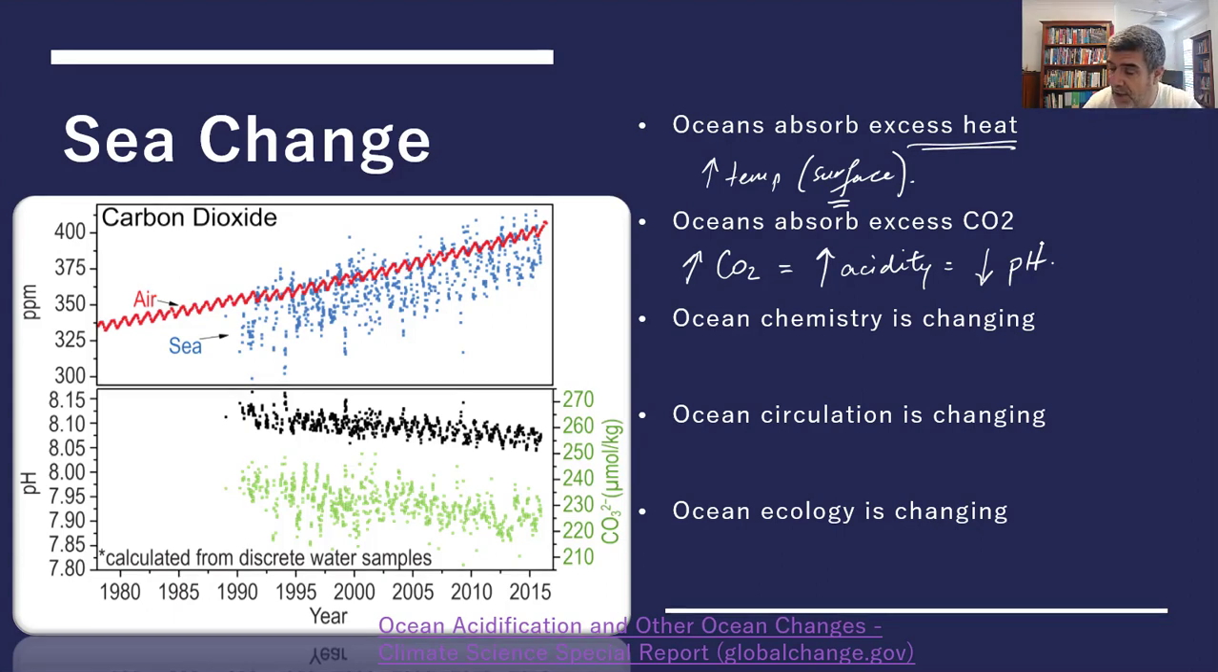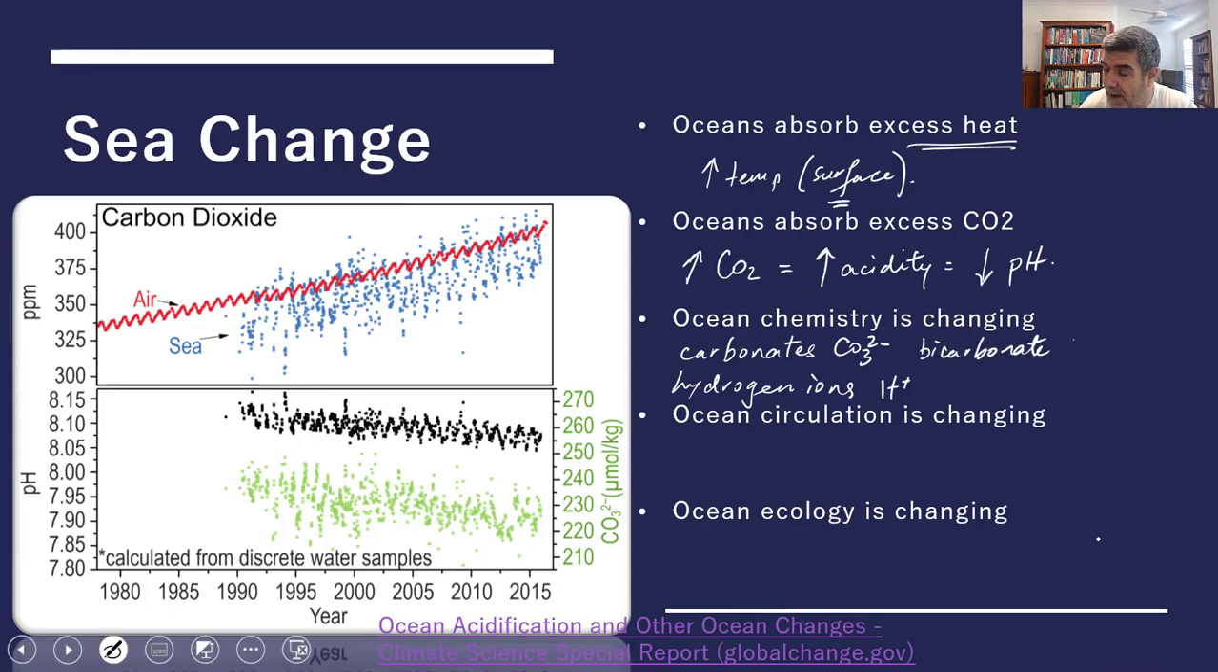So we've got changing ocean chemistry in terms of carbonates. I'll put them down, carbonates, which is our CO3 ions. We've got a change in the number of hydrogen ions, so that's our H+ ions. And we've also got an increase in our bicarbonate ions as well, which is our HCO3- ions.